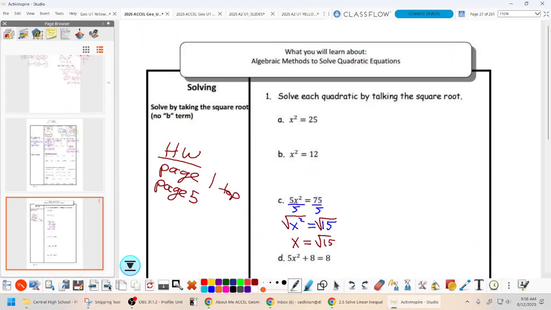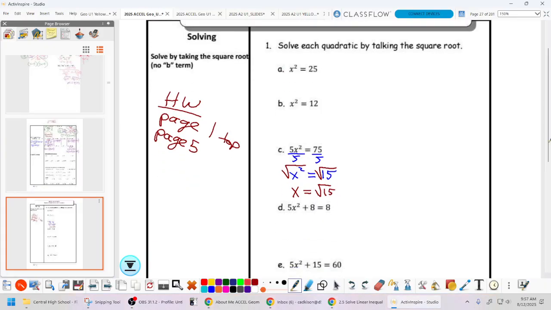Alright, page 5. I wanted to talk through some of these, so that's why we're taking time to do them. This one's ready to just square root. So plus or minus 5, since we're thinking about those negative roots. Okay, this one also ready to square root, and here's how you write it when you take the square root: put the plus or minus out front.